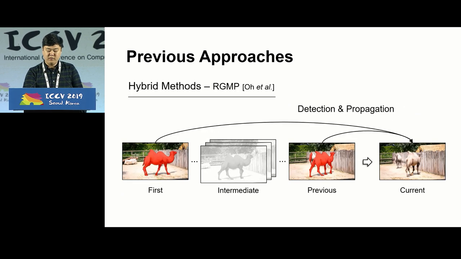To compensate for the weakness of the two aforementioned approaches, hybrid methods have recently been proposed. In this case, both the first and the previous frames are used. However, the intermediate frames are still not attracting attention despite their importance.